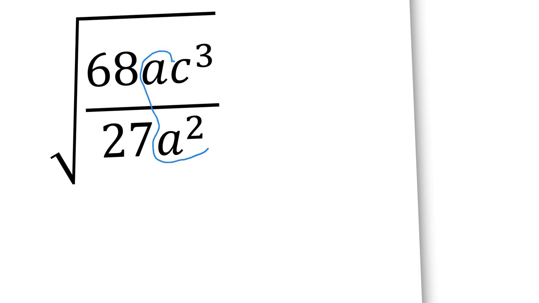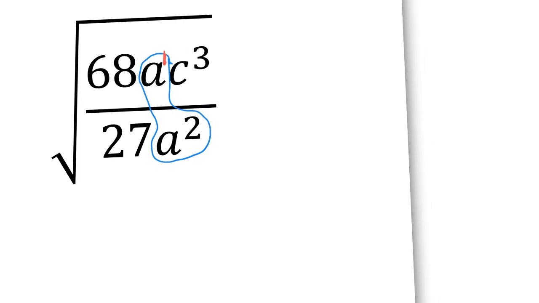These two here, they have the same base, so you can subtract the exponents. Remember, the top a has an invisible 1 exponent, so I'm going to subtract. The highest exponent for the a's is on the bottom, so I'm going to keep the a on the bottom of the fraction. The c, there's no c on the bottom, so you cannot simplify that.